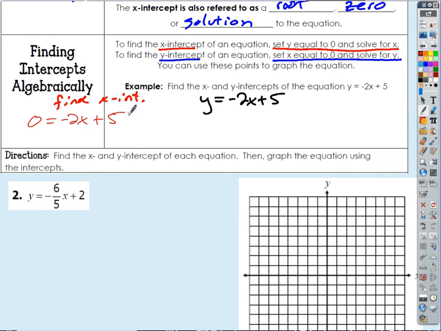What are the 2 steps to get x by itself? Subtract 5, so I get -5 equals -2x, and then divide by -2, and what's that going to give me? x equals 5 halves. Negative divided by negative is positive, and I get 5 halves, right? So the x-intercept is going to have coordinates 5 halves, 0. You see that?